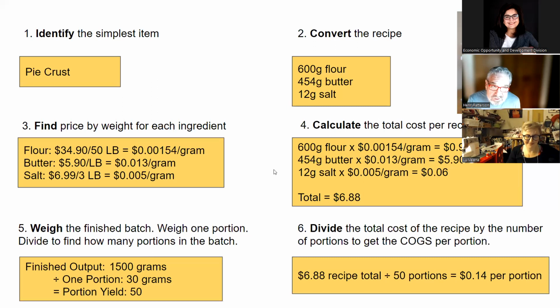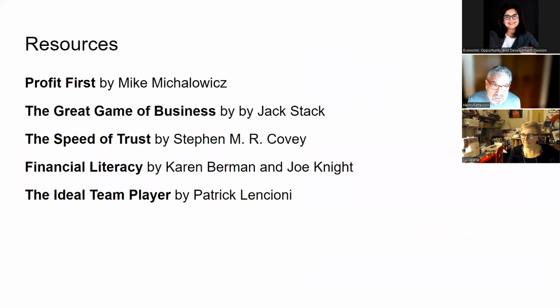We have a list of resources here, and though we'll talk about each of these for a minute shortly, I want to add to this list a different book by Pat Lencioni. The Ideal Team Player is an important book, but there's another book that Pat wrote called The 3 Signs of a Miserable Job.